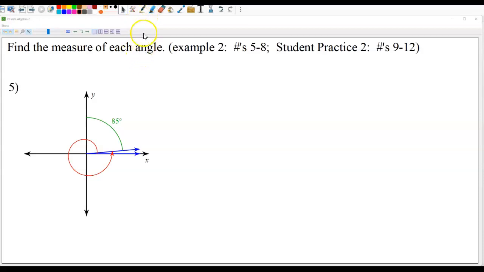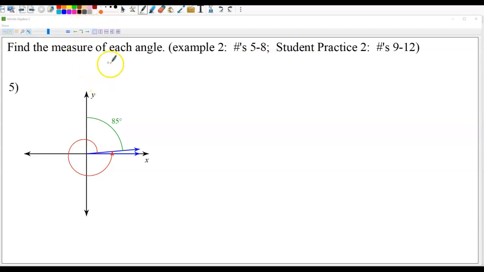All right, guys, so let's move on to example 2. For example 2, I'm going to do numbers 5 through 8, and then I'll let you guys do 9 through 12 as student practice too. So for this, we're going to be calculating the angles represented by the red line there. So what is this angle here, in other words? So let's go ahead and get started here.